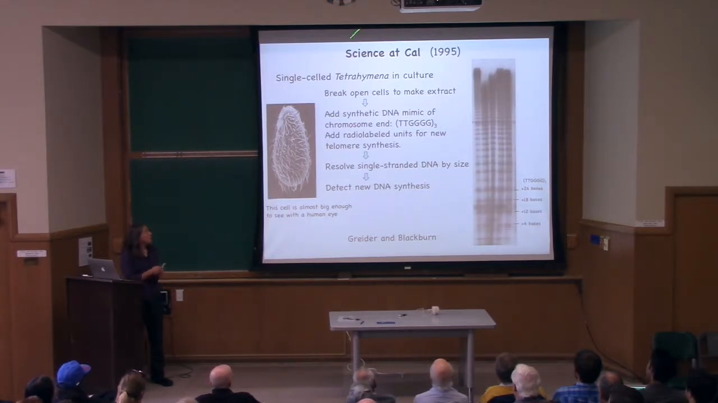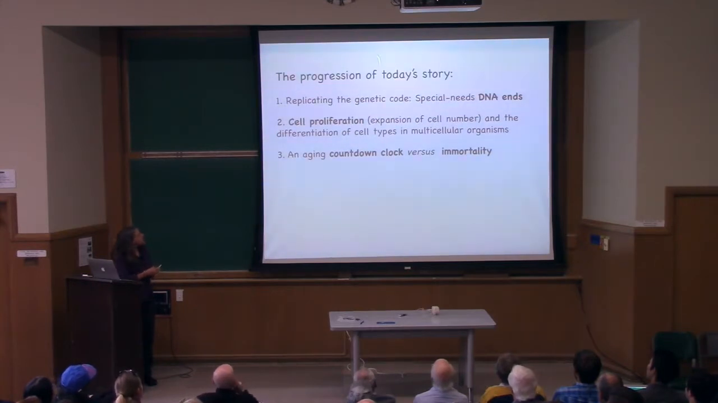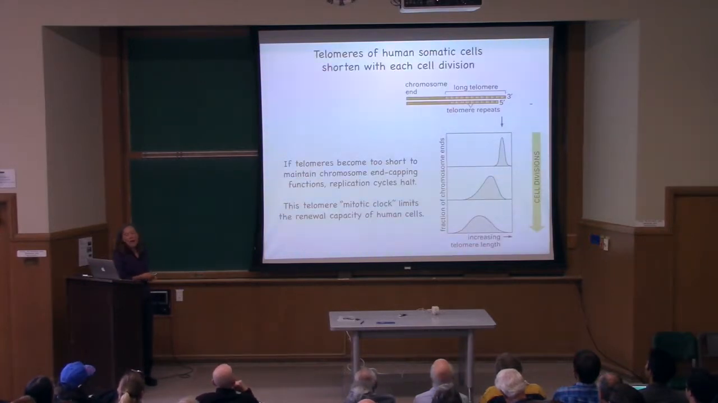And this discovery then, at first, wasn't clear how relevant it was going to be to other organisms. So I'm going to take the progression of today's story, point number two, and tell you about cell proliferation and cell differentiation in multicellular organisms. The slide of the human cell chromosomes illustrated the fact that telomeres shorten with each cell division. Now in this slide I've been more specific, and I've said telomeres of human somatic cells.